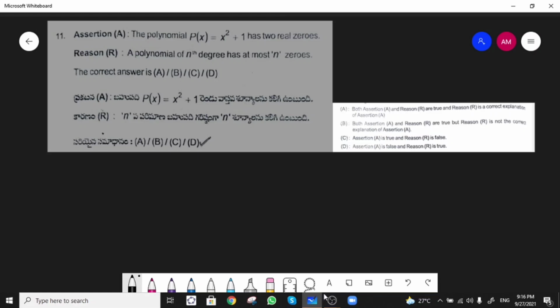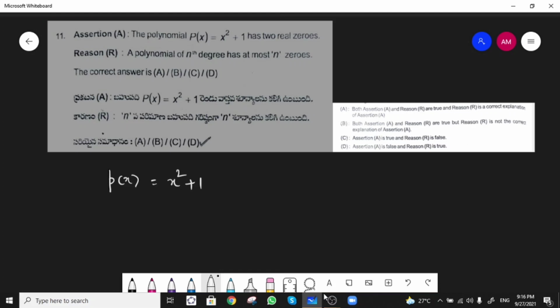Let us discuss the 11th problem. Given assertion A, the polynomial p of x is equal to x square plus 1 has two real zeros. See here, given p of x is equal to x square plus 1. Can p of x be equal to 0 for any real number?